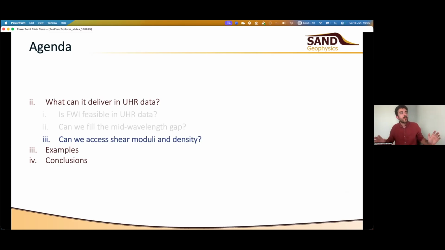Then full waveform inversion, moving to elastic. So say we don't want to limit ourselves to P wave velocity, although we only record P waves. Can we access shear moduli and density, because this is where the geotechnicians are going to be very happy.